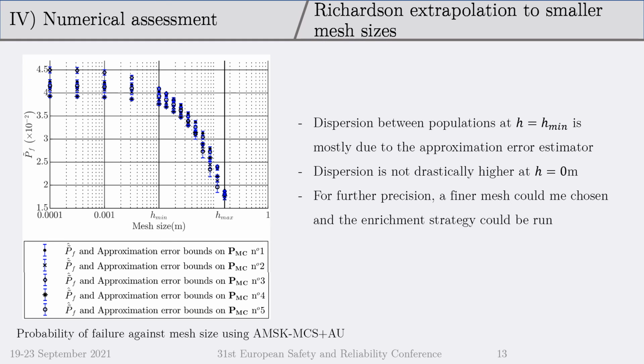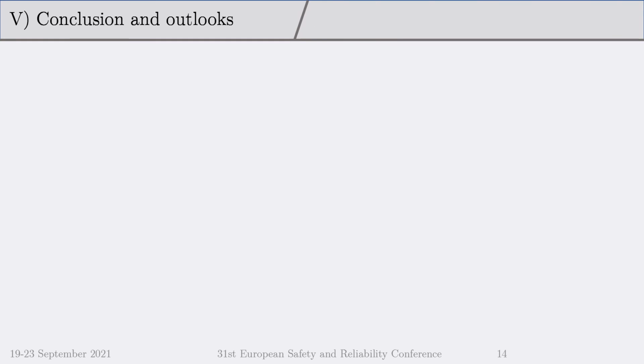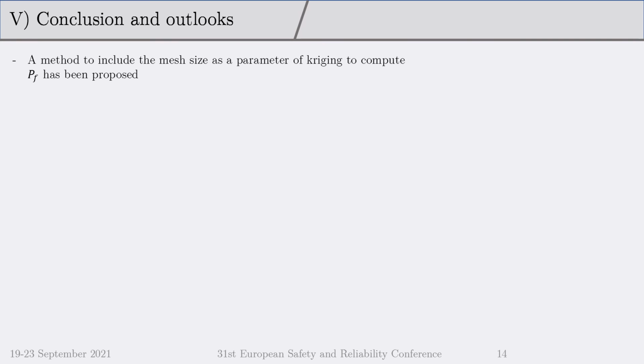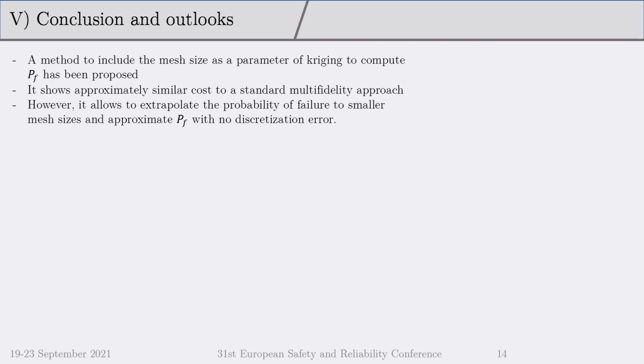For further precision, a finer mesh could be chosen, and the enrichment strategy can be used with the metamodel already built earlier. So about the conclusion, a method to include the mesh size as a parameter of kriging to compute PF has been proposed. It shows approximately similar cost to a standard multi-fidelity approach. However, it allows to extrapolate the probability of failure to smaller mesh sizes and approximate PF with no discretization error.